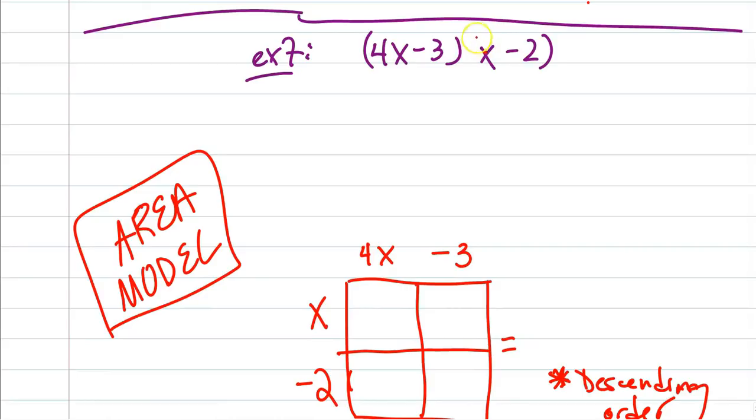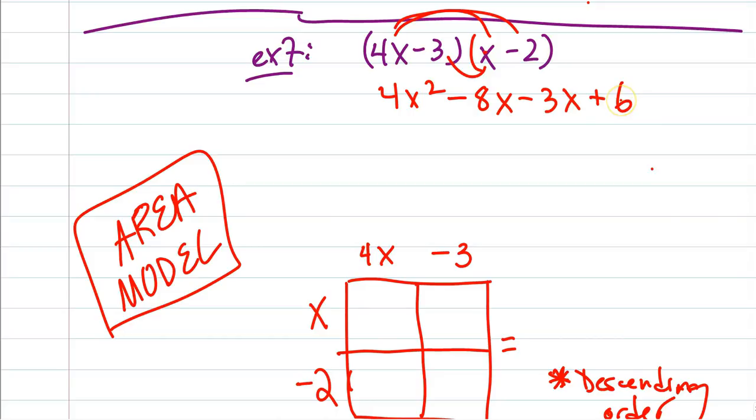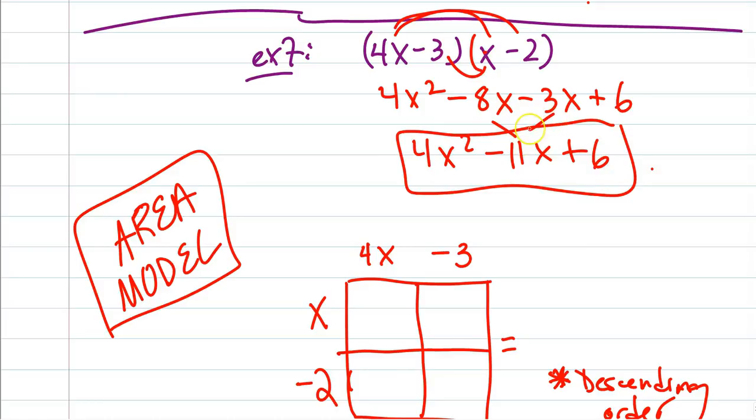4x minus 3 times x minus 2 here. We start with the 4x times x, gives us 4x squared. 4x times negative 2, gives us 4 times negative 2, negative 8x. Negative 3 times x gives us negative 3x, and negative 3 times negative 2 is a positive 6. Combining like terms, we have 4x squared minus 11x plus 6. How did we get that negative 11? We combine negative 8 plus negative 3 to get negative 11 using rules of adding.